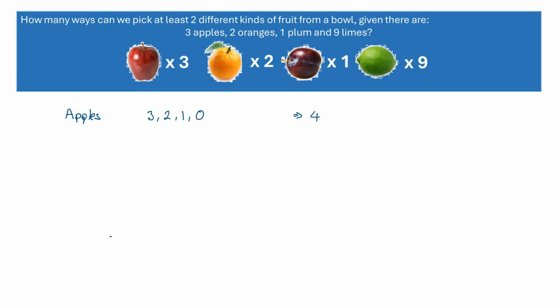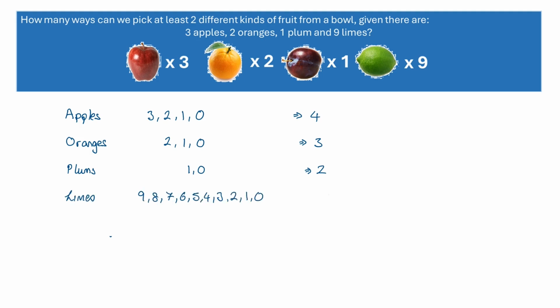So oranges: there are 3 ways of picking oranges, which is 2 oranges, 1 orange, and 0 oranges. So therefore, there are 3 different ways of picking oranges. Plums are obviously going to be 2, so 1 and 0, and I won't read them all out for obvious reasons. And limes are going to be 10, for the reasons you can see on the screen.